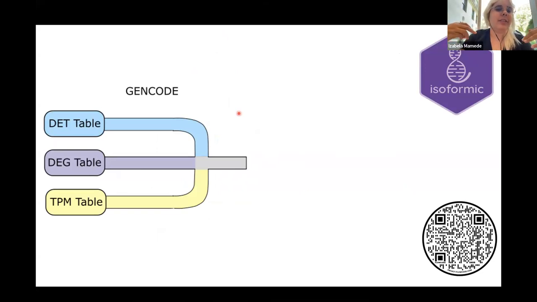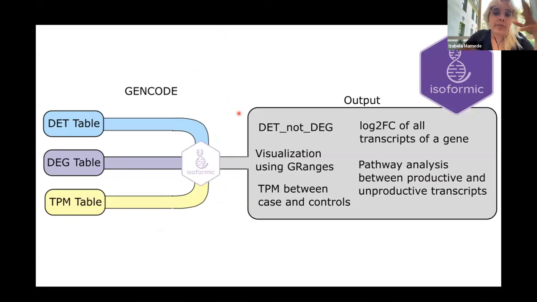We get our GENCODE annotation and a DGE and TPM table, and we input those to the workflow. From that, we get as a first output a table that tells you which genes are not differentially expressed, but their transcripts are. These cases are very interesting because they may be cases of isoform switch. What's an isoform switch? Imagine there's an isoform that's upregulated and another that's downregulated. When the program computes that at gene level, it's going to sum those TPMs and it's going to negate the gene-level change. So these specific transcripts are very interesting. We're going to do a visualization of the transcripts using GRanges, and we're going to do a log2 fold change plot of all transcripts of a gene.